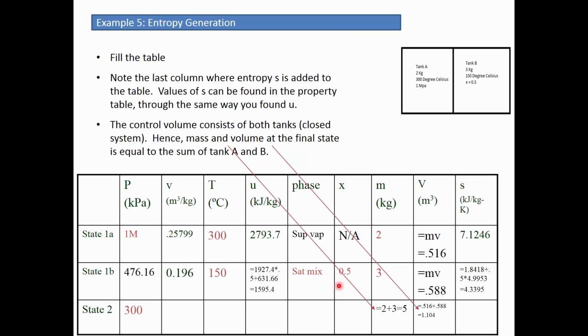Step 1. Fill the table. Note an extra column is added to account for entropy. The control volume consists of both tanks so that the system is closed. As a result, mass in the volume at state 2 is equal to the sum of tank A and tank B at state 1.